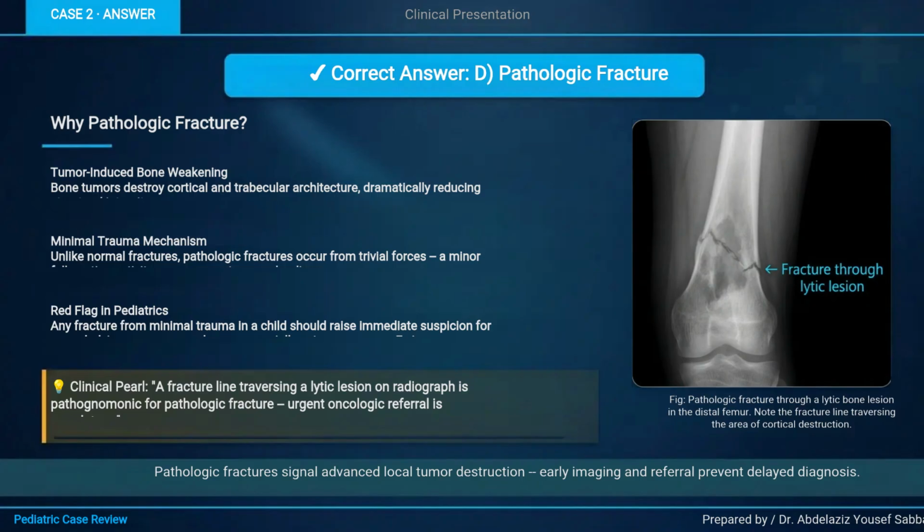Unlike normal fractures, pathologic fractures occur from trivial forces such as a minor fall, routine activity, or even spontaneous loading. Any fracture from minimal trauma in a child should raise immediate suspicion for an underlying osseous neoplasm, especially osteosarcoma or Ewing sarcoma. A fracture line traversing a lytic lesion on a radiograph is pathognomonic for pathologic fracture, and urgent oncologic referral is mandatory. Pathologic fractures signal advanced local tumor destruction. Early imaging and referral prevent delayed diagnosis. A 6-week history of dull, aching pain in the same location before the fracture is a critical clue that this was not a normal traumatic event.